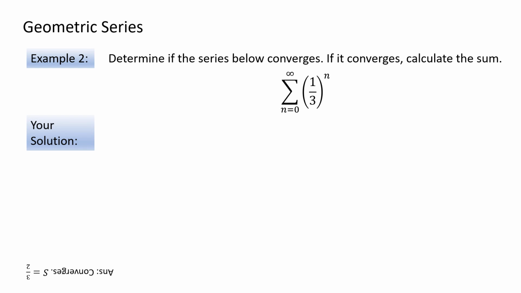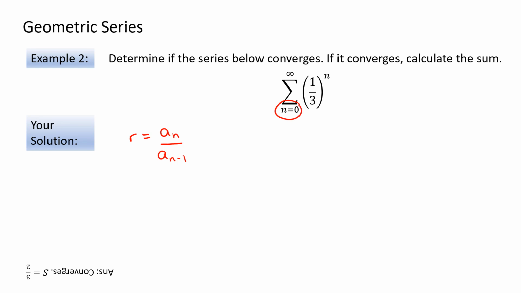First example, determine if the series below converges. If it converges, calculate the sum. Okay, so I'm not asking you to do any partial sums here, but remember what we're going to do first is calculate the ratio to see if it converges, and then we're going to calculate the actual sum if it does in fact converge. So remember, your ratio is a to the n divided by a to the n minus 1, or the next term in the sequence divided by the previous term.